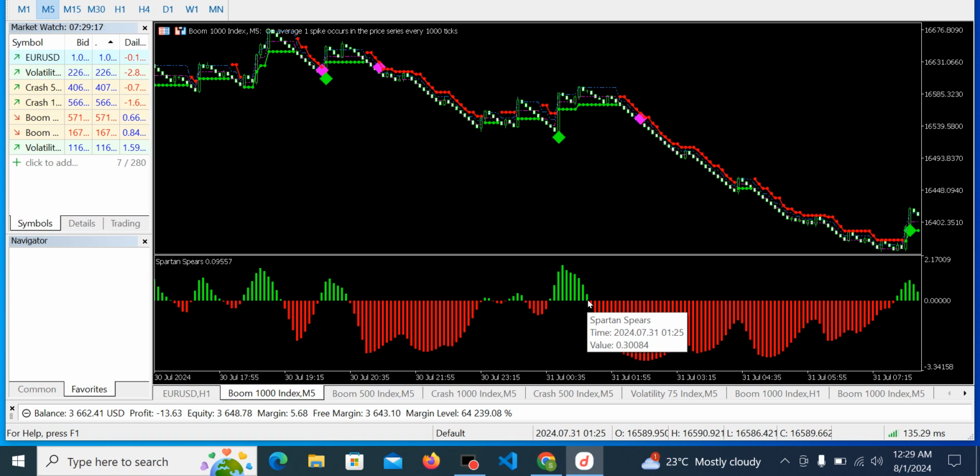We're trying out this swing trading strategy on boom and crash, and we're going to see how we can use it to milk the market successfully.